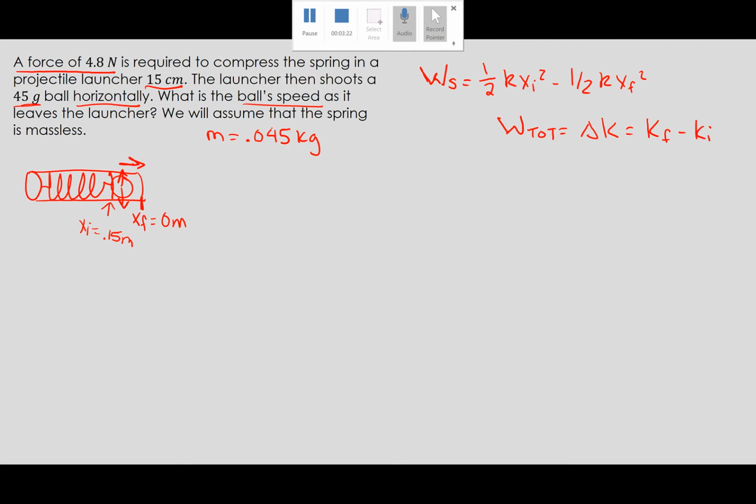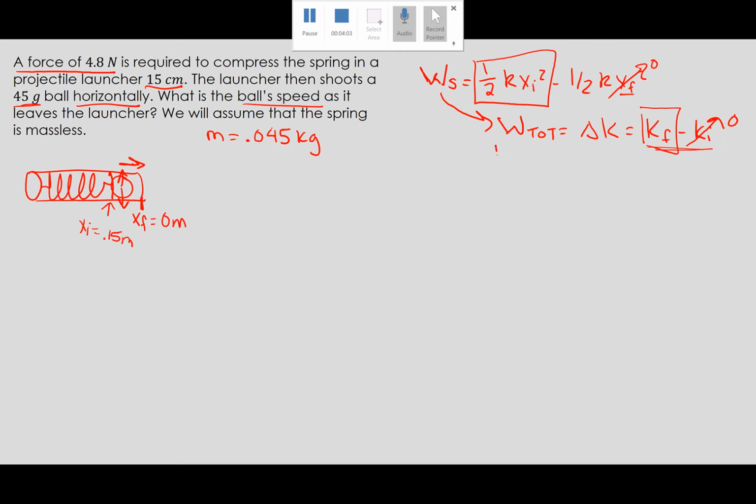Right? So then I'm going to go back to the fact that the only work done is going to be the work done by the spring. It's going to be our work total, and we are going to be relating that to the change in kinetic energy. The ball is initially sitting in the launcher at rest. Right? Because the ball is initially sitting in the launcher at rest, it doesn't start with any kinetic energy. So this initial kinetic energy is 0. Right? When the ball gets to the end of the launcher, my spring is now entirely relaxed. So my final position of that spring is also 0. As a result, I'm left with this term and this term.